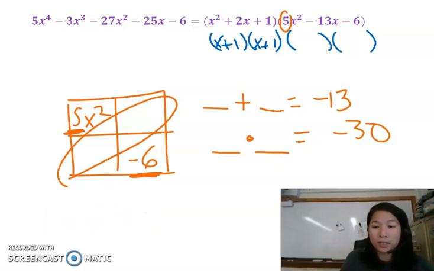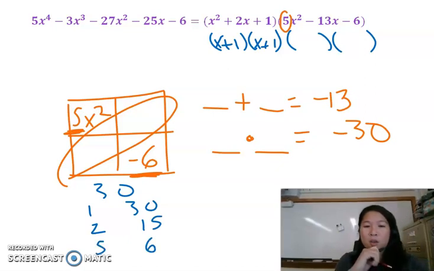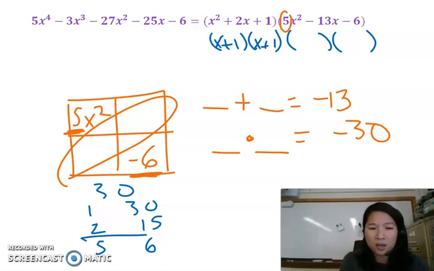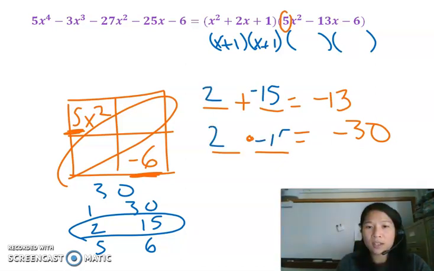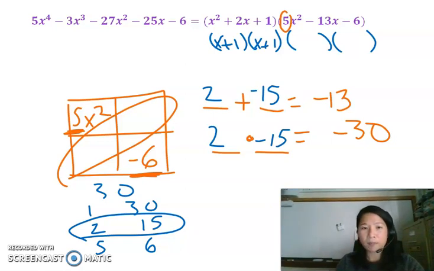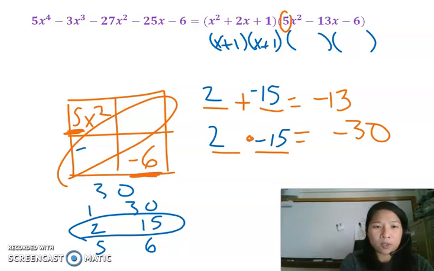So one way is we're going to list out all pairs of numbers that multiply to give us 30. So 1 and 30, 2 and 15, 5 and 6. Which pair will give us negative 13? Looks like this pair right here. We need to have negative 13, so that means the 15 needs to be negative and the 2 can be positive. Right? 2, negative 15. Then we'll go ahead and put 2x here and negative 15x there.